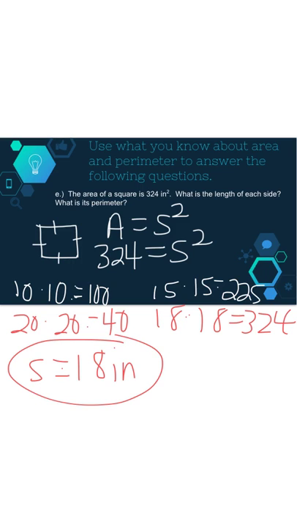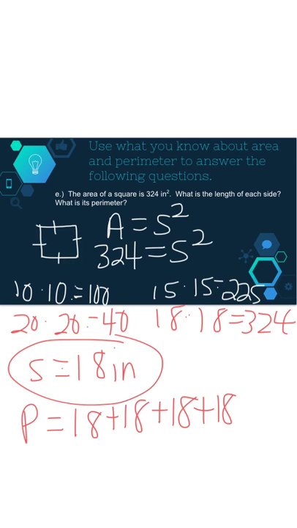Now we need to find out what the perimeter is. And remember, perimeter, you add up all the sides. There are 4 sides, so it would be 18 plus 18 plus 18 plus 18. And that is our perimeter. So the perimeter would be 72 inches.